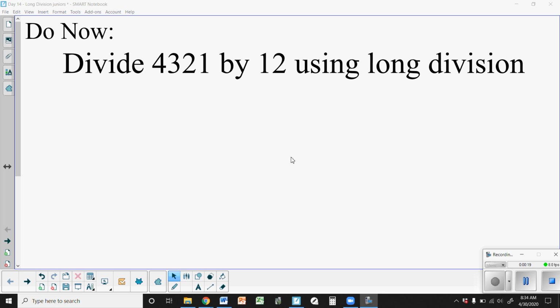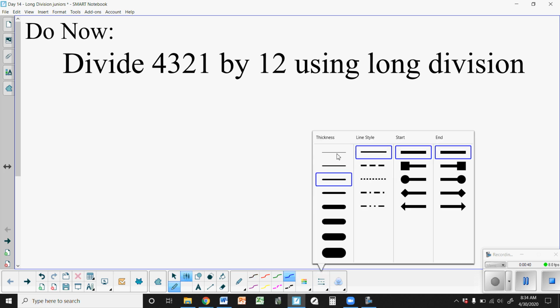So as you can see, our do now is to divide 4,321 by 12 and use long division. So do not use your calculator. Pause it right now and divide it. All right, if you didn't remember how to divide using long division, that's okay. That's what we're going to be working on.